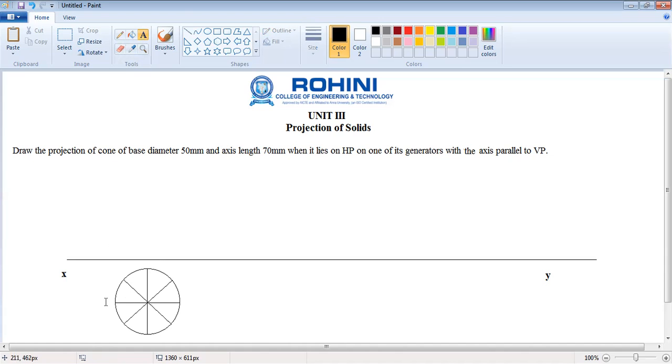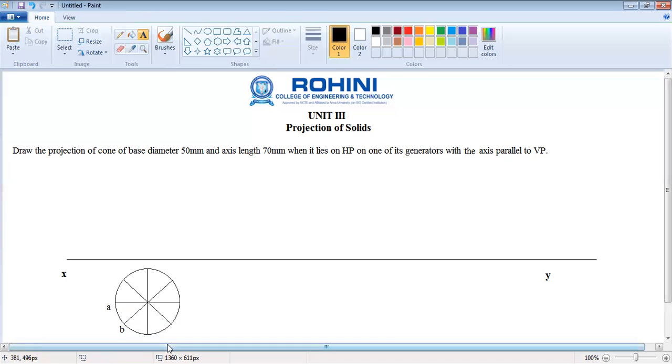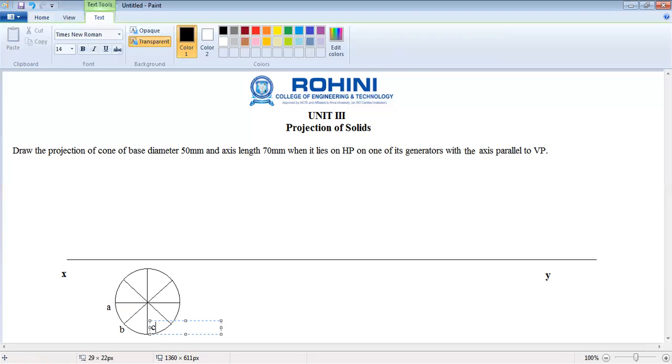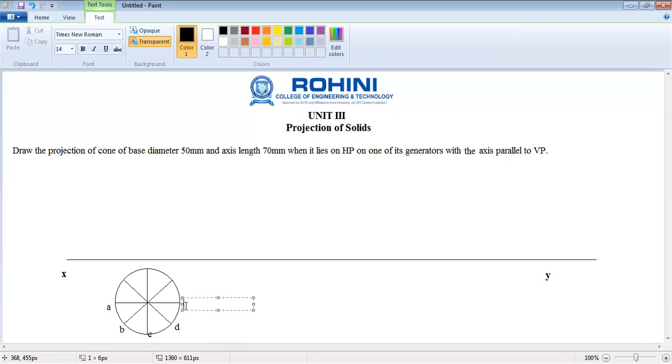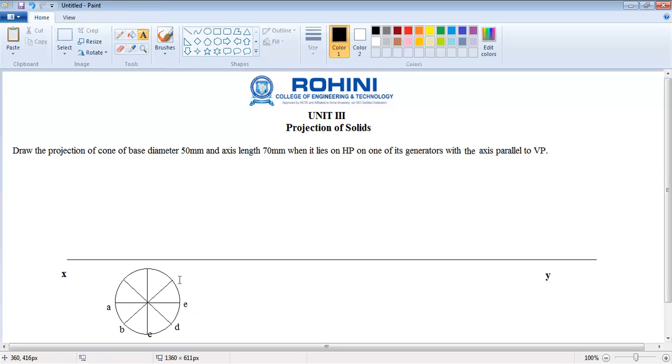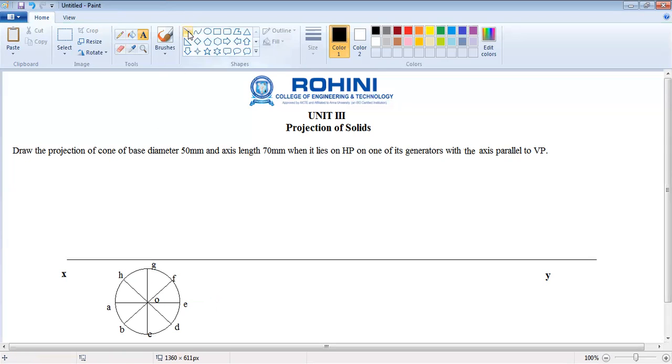Name these points as A, B, C, D, E, F, G, and H. And the center point is O. It's the vertex point O. This is the top view of a cone which is resting on HP with its base.